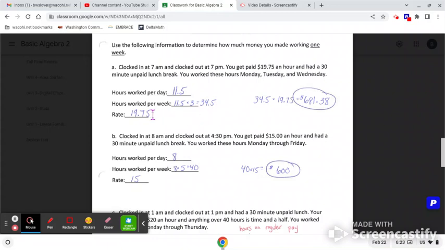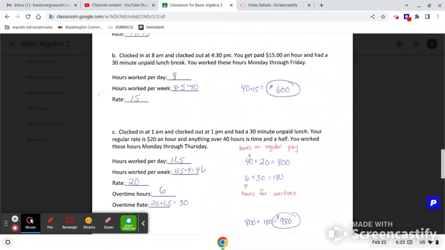Here's my pay rate. I got that just from reading the problem. It said you get paid $19.75 an hour. So I take the hours worked times my pay rate. And this particular week, I made $681.38.